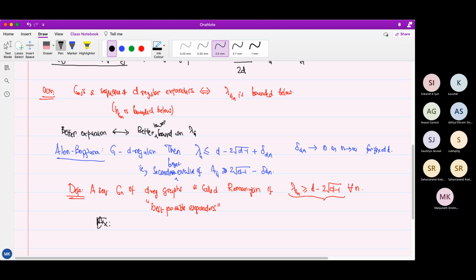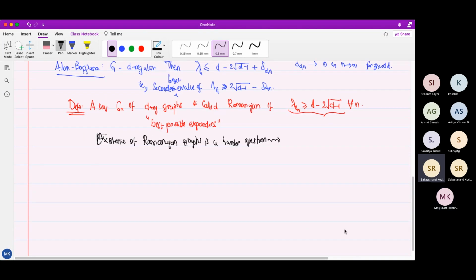Existence of Ramanujan graphs is even harder. Sir, an aside kind of question, like why Ramanujan, did he work on this? No, I mean, okay, Ramanujan never, I think, used the word graph, but it's a good question.